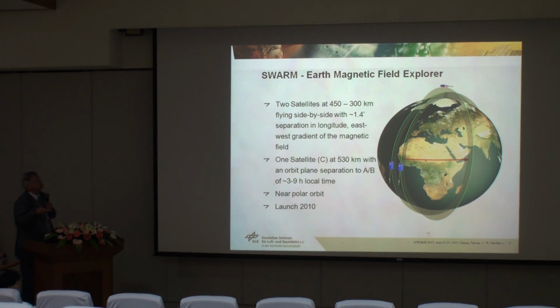The overall performance is organized with 3 satellites. 2 are flying in a 450 kilometer orbit at the beginning, and it's decaying when time goes by. They are flying side by side. The separation is 1.4 degrees, that is about 160 kilometers, to measure the east-west gradient of the magnetic field. And there's another satellite flying with a 3 to 9 hour local time shift in a higher orbit to help separate the different effects. Launch was done in 2010.